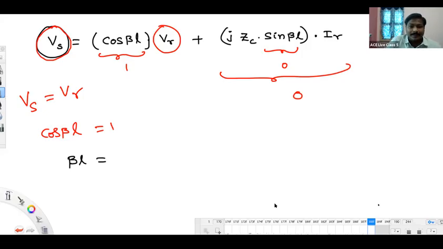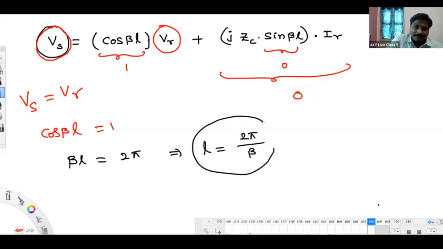Tell me please. Any other option? 2 pi, 360 degree, 2 pi. So if it is 2 pi, then how much is the length of transmission line here? It means 2 pi by beta is the length of the transmission line. How much is the length of transmission line we have? That will be 2 pi by beta.